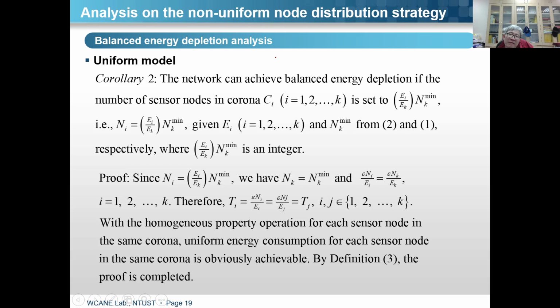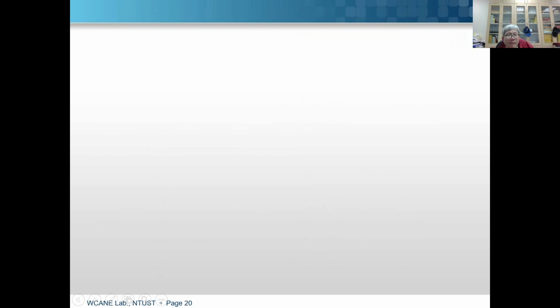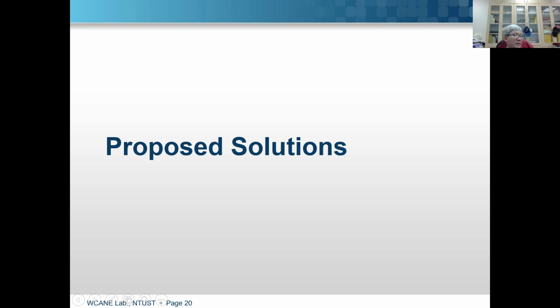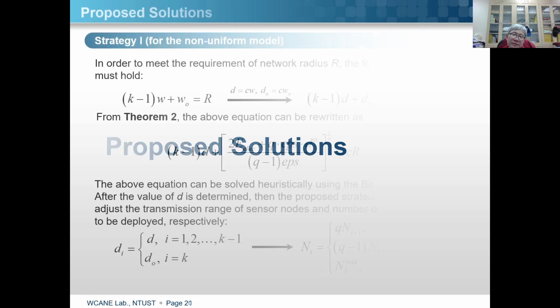And here we have a corollary 2. Based on this one, we can have some results, for example, so that we can have the second design. Based on the theorems and the corollary derived here, we can have the strategy design, which we call proposed solutions.